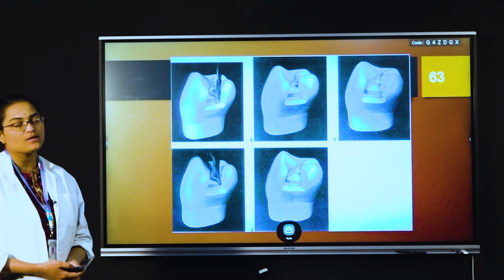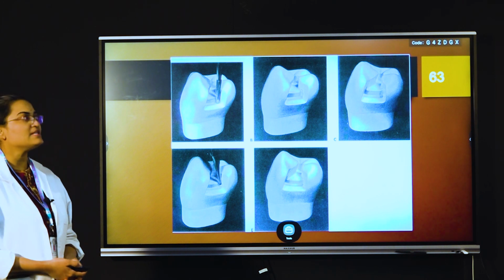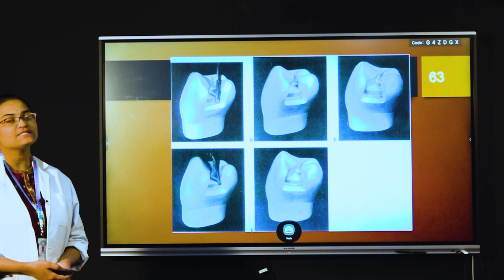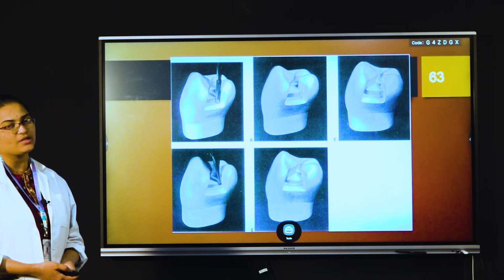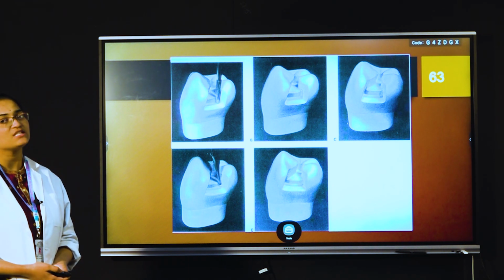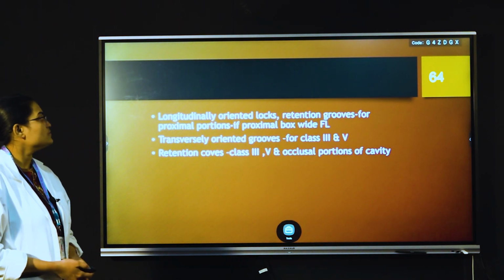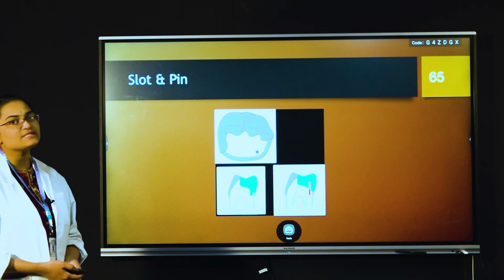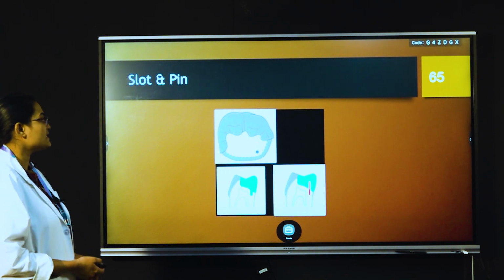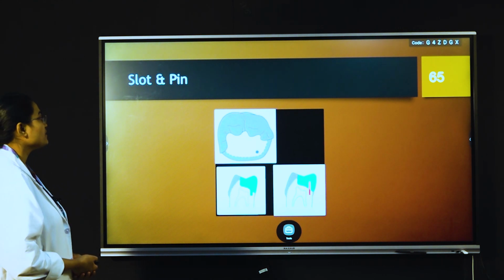If you can see in the diagram, that is the area where the locks or the grooves are given. For cast metal, if the base is facing towards the pulpal floor, it is easier for a cast metal to insert into the cavity preparation, whereas for amalgam, it is locked because the base is facing the gingival seat. Coming to the slots and pins, these are the pictures representing the slots or pins and the place where they can be inserted for additional retention.